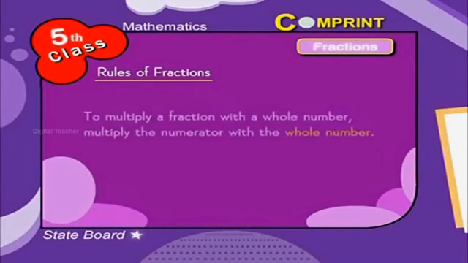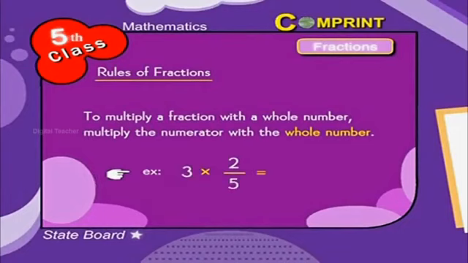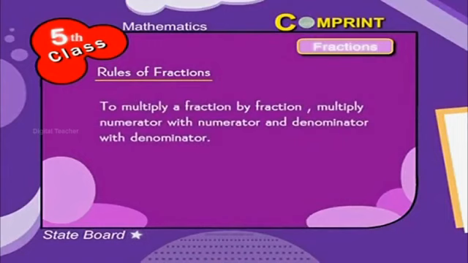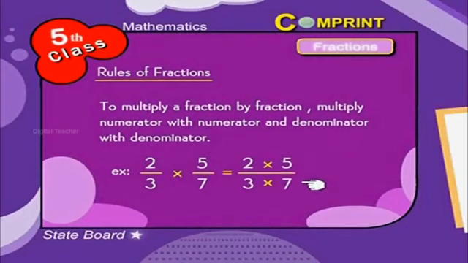To multiply a fraction with a whole number, multiply the numerator with the whole number. For example, 3 into 2 by 5 is equal to 6 by 5. That is 3 2s are 6 by 5. To multiply a fraction by a fraction, multiply numerator with numerator and denominator with denominator. Look at the example. 2 by 3 into 5 by 7 is equal to 2 into 5 by 3 into 7. That becomes 10 by 21.